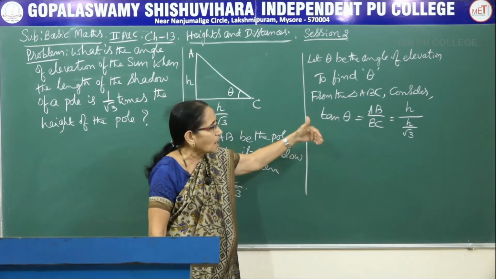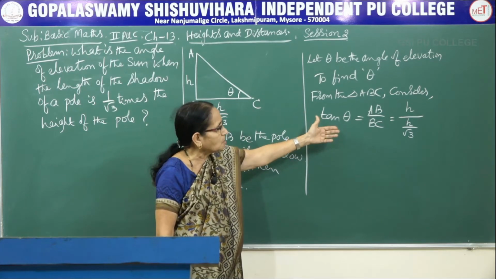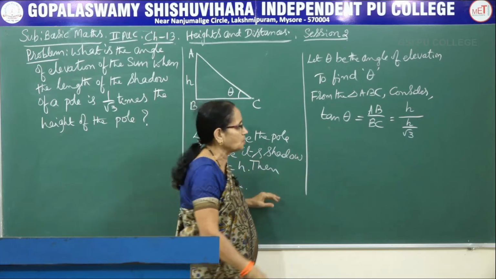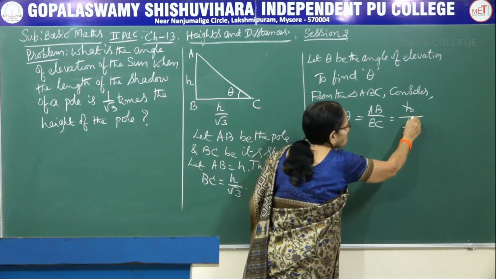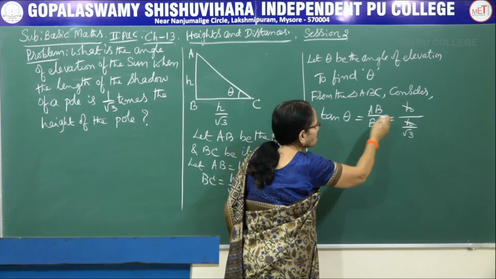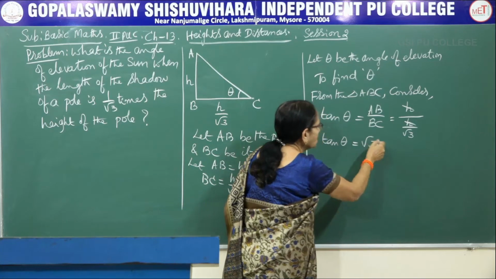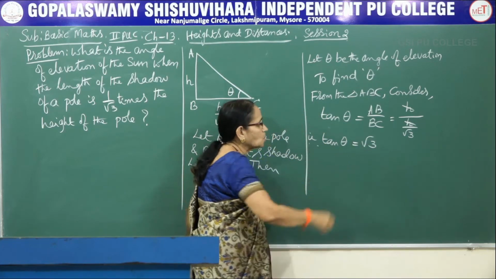H is the one which I have assumed, and because of the condition given, the length BC would be equal to H by root 3. You observe that H and H now get cancelled. Root 3, being the denominator of the denominator, goes to the numerator. That means tan theta would be equal to root 3.